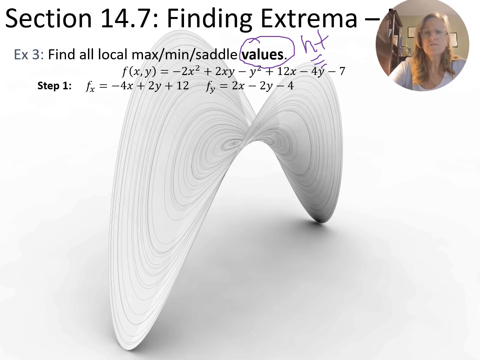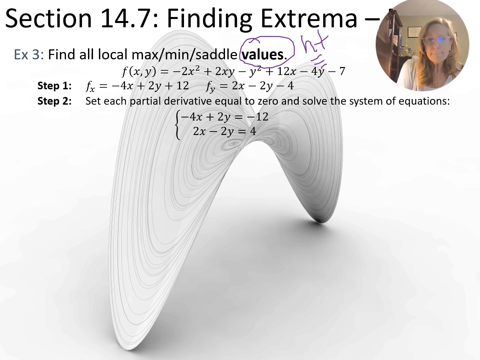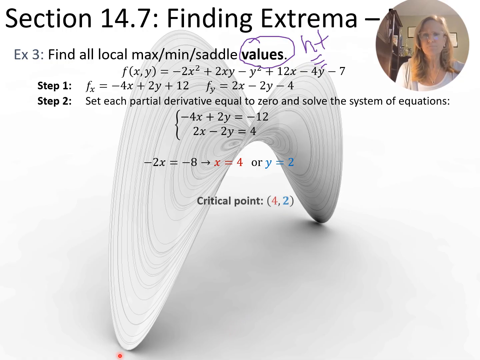Nice, easy partials to find. Set them equal to 0 for a system of equations, and look how nice this algebra turns out. You're welcome. This algebra turns out so nicely. I have everything linear, and I'm just going to add those down. I'm going to get negative 2x is equal to negative 8. Therefore, x is equal to 4. Plug back in, and when x is equal to 4, y was 2. So I only have one critical point. There it is, when x is 4, y is 2.